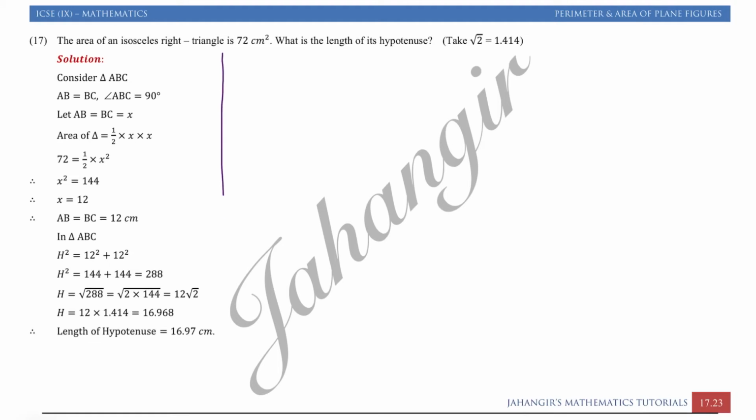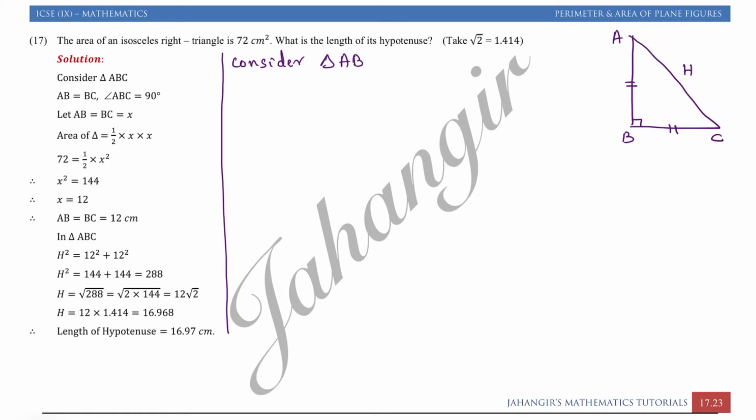Question 17. Area of an isosceles right angle triangle is given. So let us make an isosceles right angle triangle whose perpendicular sides are equal and hypotenuse we have to find. Let us consider triangle ABC, because in the question they have not given which triangle they are talking about. Consider triangle ABC such that AB is equal to BC is equal to, let's say, x, and angle B is equal to 90 degree.